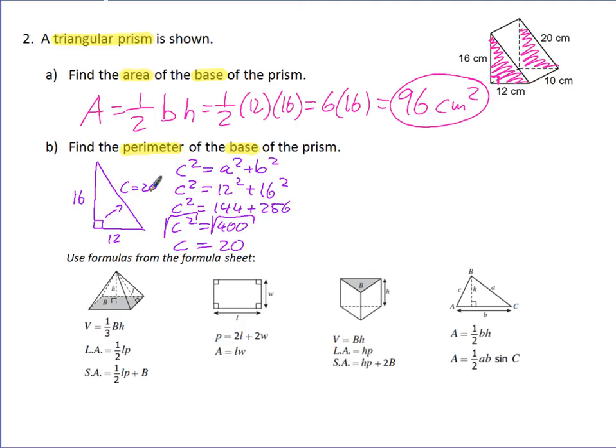And now we can calculate our perimeter. The perimeter of our triangle is 12 plus 16 plus 20, and that makes 48. Perimeter is one-dimensional. We keep the unit of the three sides, which is centimeters, and here we are.